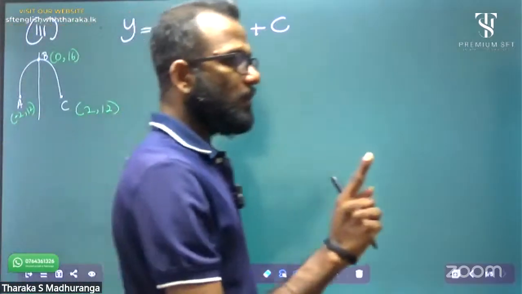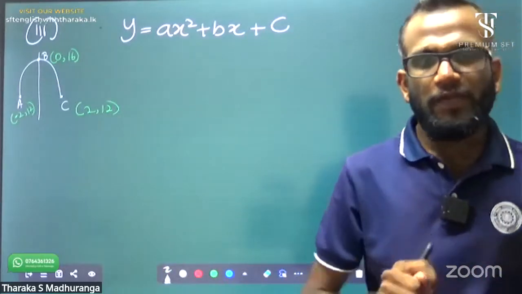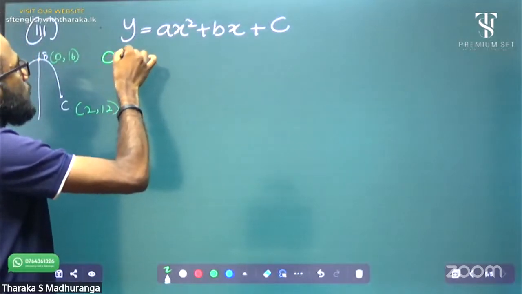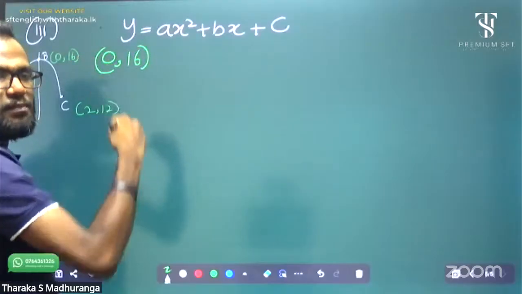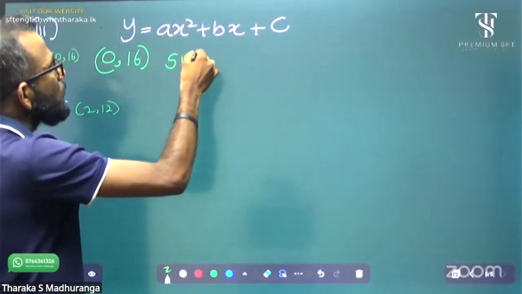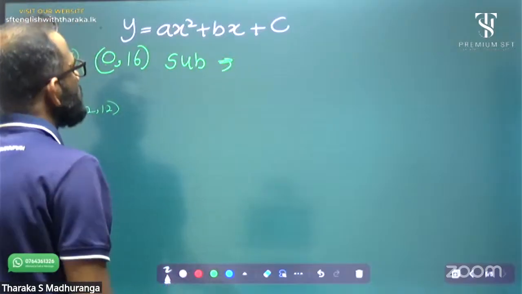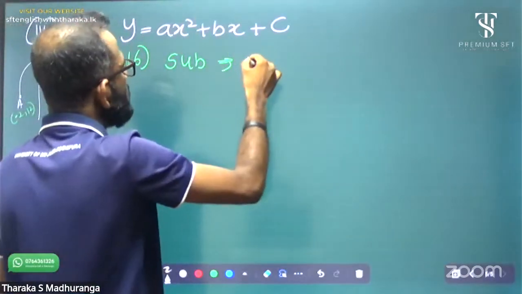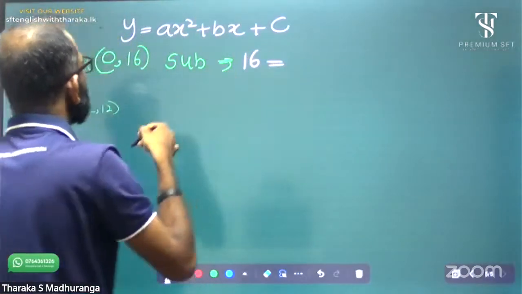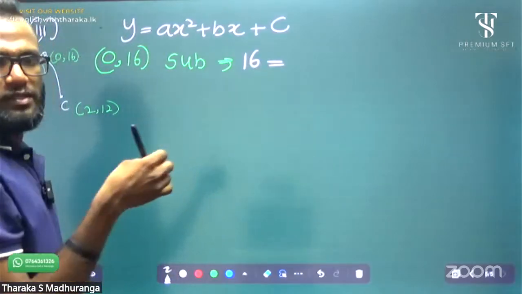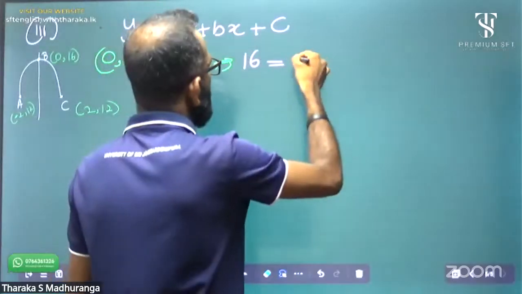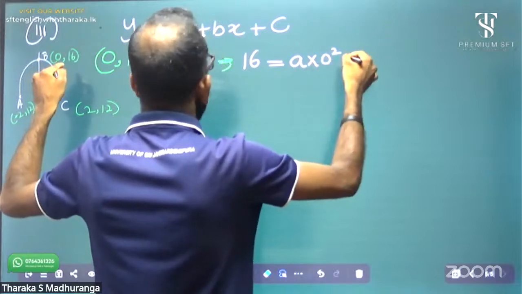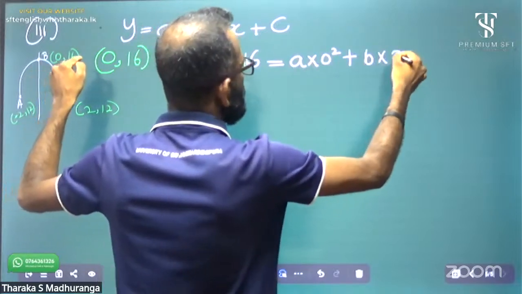Okay, in the first step, we can substitute 0 comma 16. 0 comma 16 means B point coordinates, that means the turning point coordinates, substitute into the common equation. Okay, what is the turning point y coordinate? 16, right? Turning point y coordinate 16. So y value 16 equals ax squared, that is a into x value 0, 0 squared, plus b into 0 plus c.